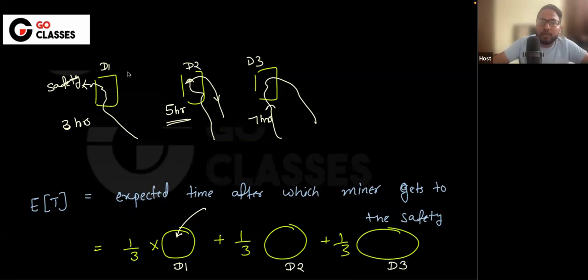Okay. So as Diksha and Sonam are saying, the D1 value is 3. So let's just keep it 3. I think this is 3 only, right? Because after 3 units of time, he will be returning to the safety. But what is the value of D2 and D3? Can anyone tell me?